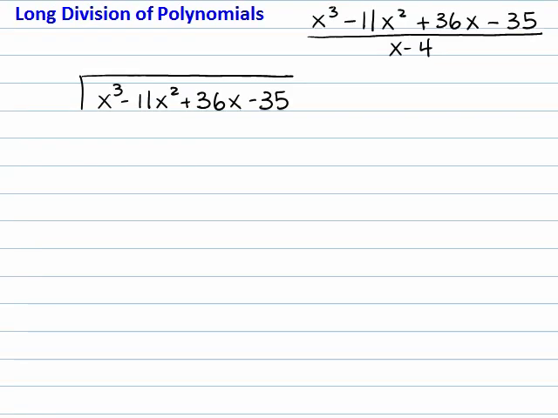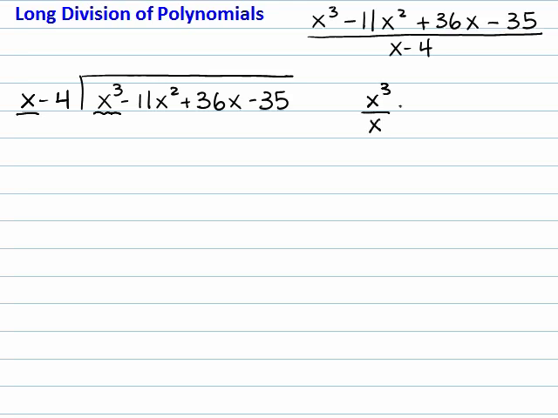Now I'm going to do a similar process with polynomials. I want to divide x to the third minus 11x squared plus 36x minus 35 by x minus 4. I'm going to set up my division table so that the dividend is under the bracket and the divisor is outside. And I'm going to check how many times the leading term of the divisor, which is x, fits in the leading term of the dividend, which is x to the third.